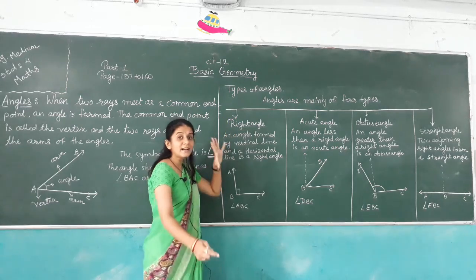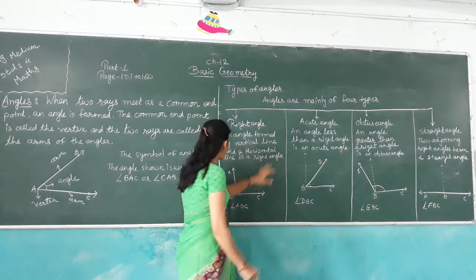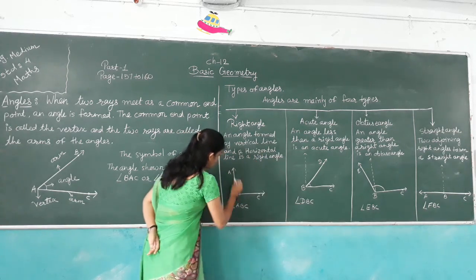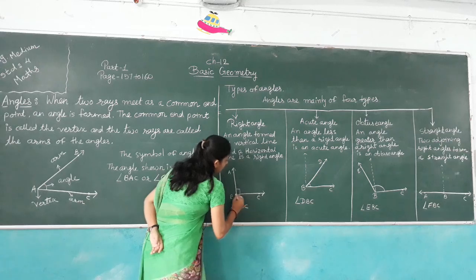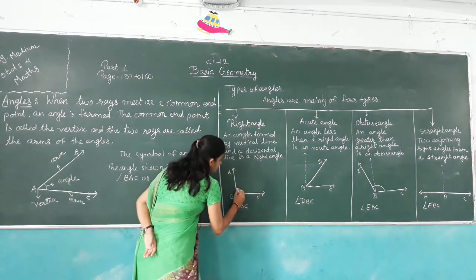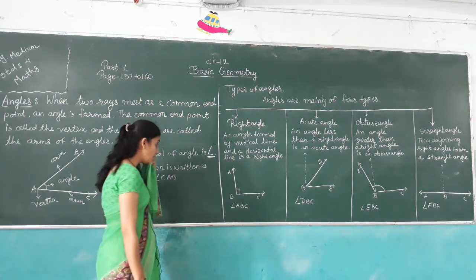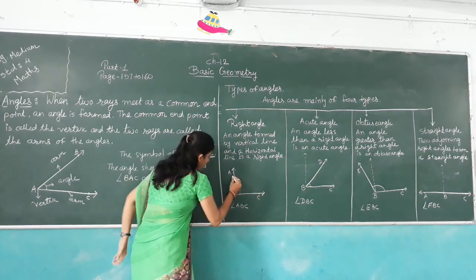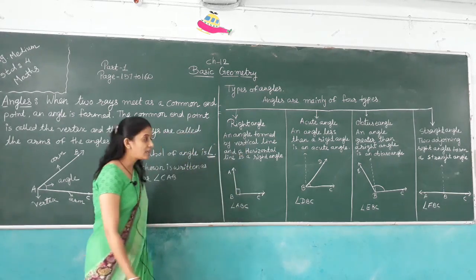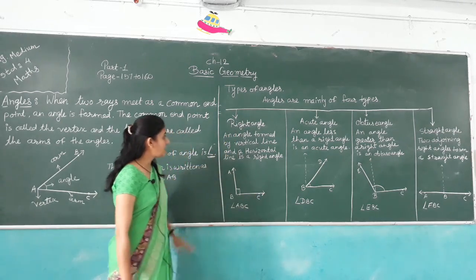Look here. What is the right angle? An angle formed by a vertical line and a horizontal line is the right angle. This one is a vertical line and this one is a horizontal line. These angles are called right angles. Here angle ABC is the right angle.